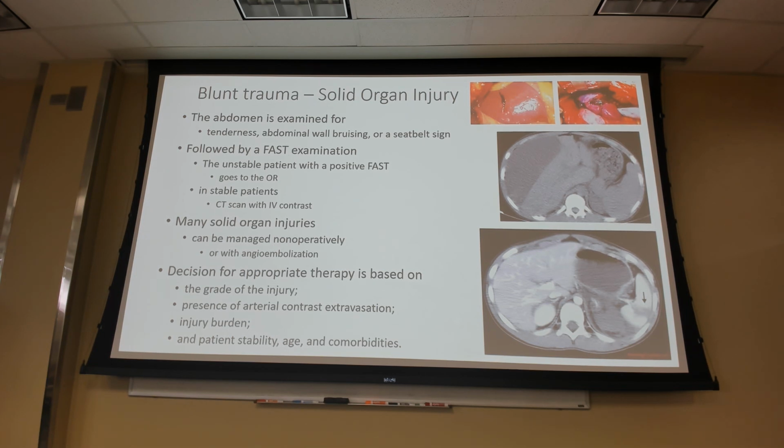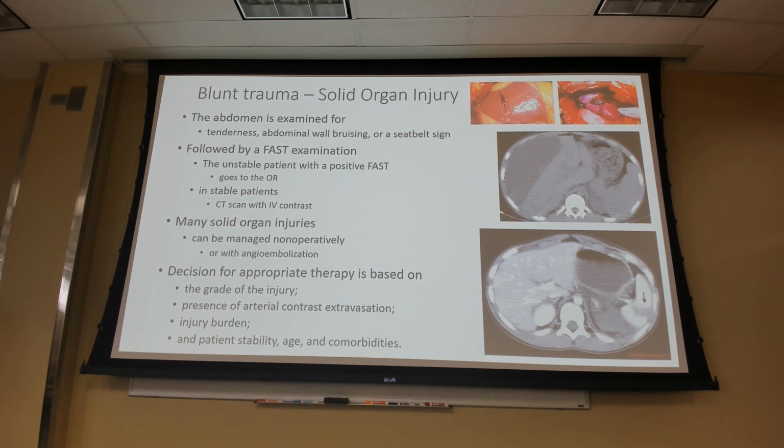And then this is where our FAST exam comes in when we're looking for solid organ injury that has a significant bleed. And if they're stable enough, obviously we would get a CT on them with IV contrast, and we might identify, most commonly, a liver laceration or a splenic laceration, which are probably the two more common ones we're going to see when we CT scan these patients. But any patient that's unstable with a positive FAST, we need to take to the OR. If not, then we get the CT scan with contrast.